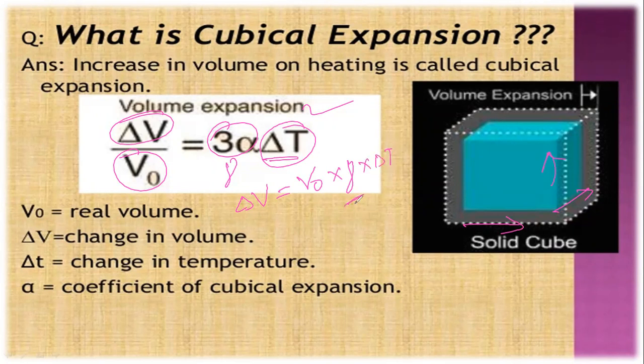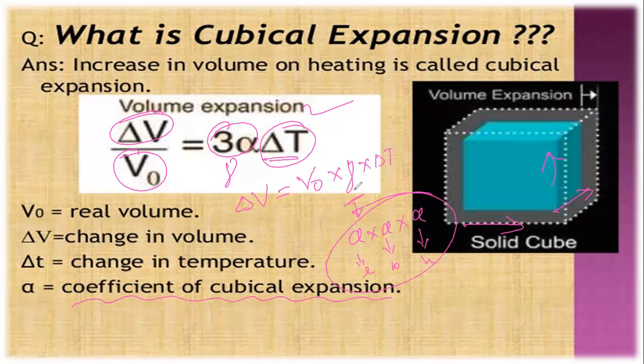This gamma which we are using, that is the product of three different expansions. This is for the length, this is for the breadth, and this is for the height. So with all these three, we get this gamma, which is called the coefficient of the superficial expansion. With this one, you will be able to calculate how much change in the volume has occurred due to the supplying of heat.